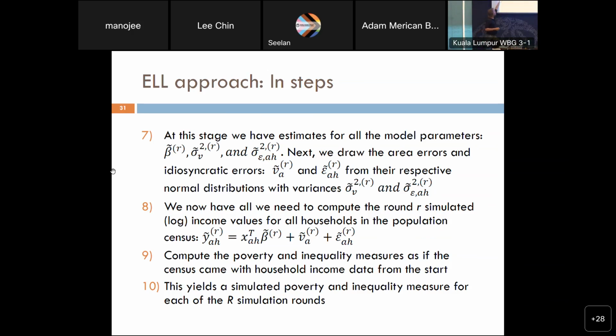Once you have drawn these error terms, you have an estimate of beta for your particular simulation R. You piece this together and produce a poverty map by aggregating these imputed poverty rates to the municipality level, say within this particular province, which gives you, say, 500 poverty maps. And as I told you before, you take the average and standard deviation as your point estimate and standard error.